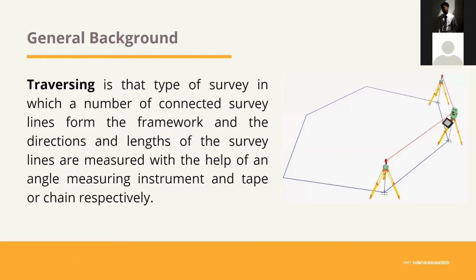So, as a general background, traversing or traverse surveys is a type of survey in which a number of connected survey lines form the framework, and the direction and lengths of the survey lines are measured with the help of an angle measuring instrument and tape or chain, respectively. Bear this in mind that traversing consists of two main components: angles and distances.